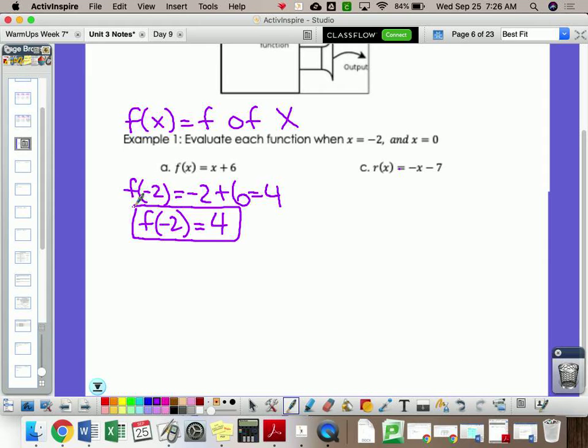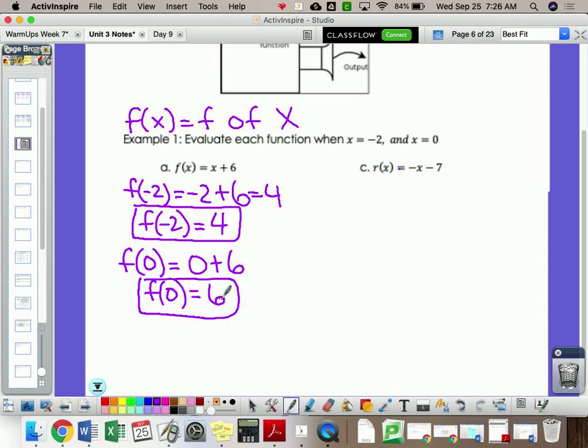So we're going to do the same thing when x is 0. I'm going to plug in anywhere there was an x, a 0. So that equals 0 plus 6 gives me when this function, when x is 0, it equals a +6. So it's a way to show what your x equaled within your function. Instead of just saying y equals 6, it says this function, when x was 0, equals 6.